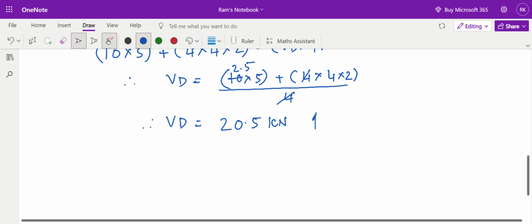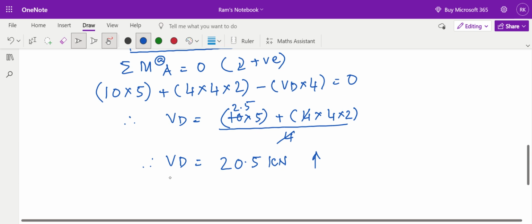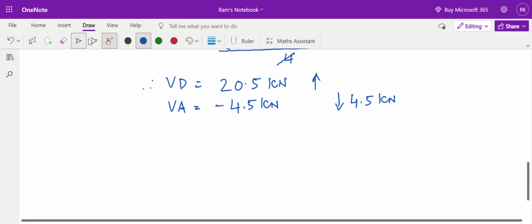It is positive. This means assumed direction of VD upwards is all right. And now I got the equation VA plus VD equal to 16. Therefore, if I put it, I will get VA is equal to minus 4.5 kilonewton. This means VA should be acting 4.5 kilonewton downwards. My assumed direction for VA was upwards. Since it is coming out to be negative, this means VA should be acting minus 4.5 kilonewton downwards.